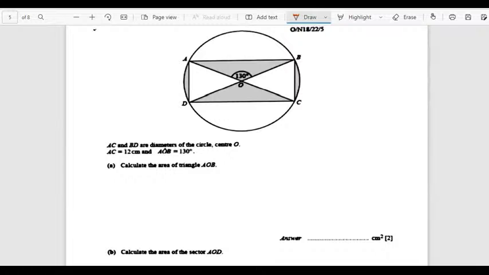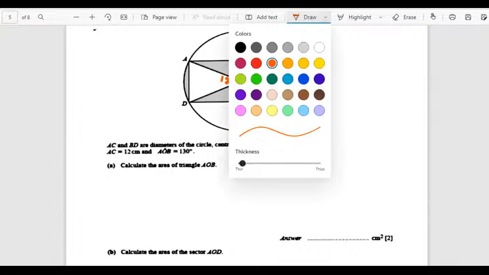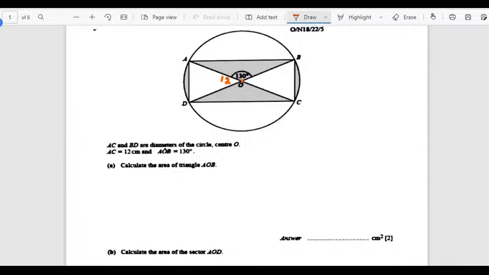Let's talk about the very first past paper. So it says AC and BD are the diameters of the circle. So that is obvious. This is the center, that is O, and AC and BD are going through the center and they are touching 2 points of the circumference. That is how we define the diameter. AC is 12 centimeters. So AC is 12. I'll just write that down. And AOB is 130. All right. So the angle AOB is 130.